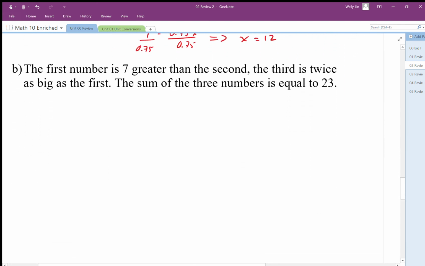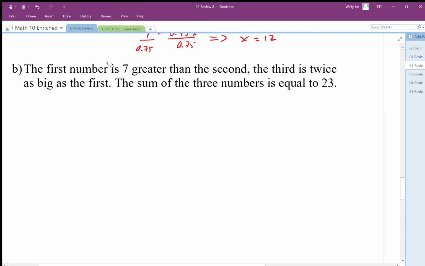So here's another word problem. It says the first number is 7 greater than the second, the third is twice as big as the first, and the sum of the 3 numbers is equal to 23. What's implied is we need to find the 3 numbers. Now we could have 3 variables, but we'll try to avoid that.